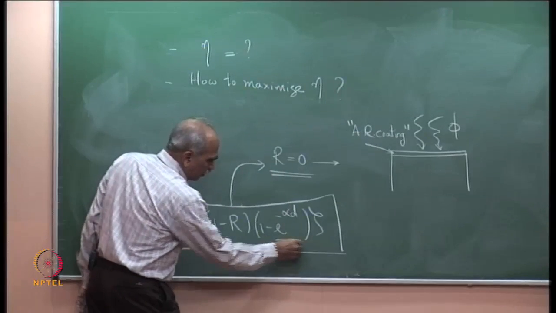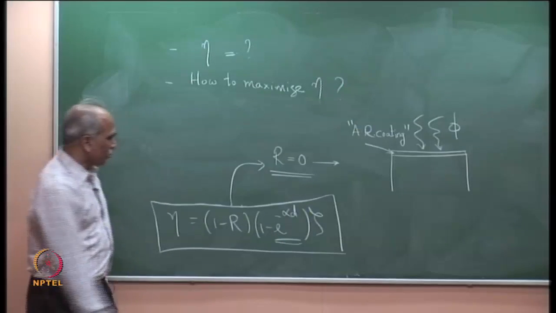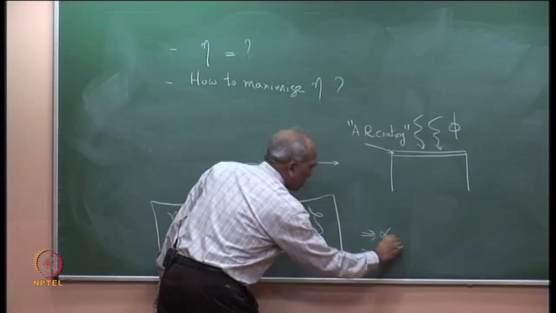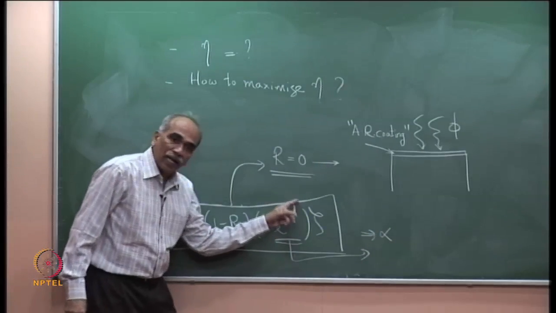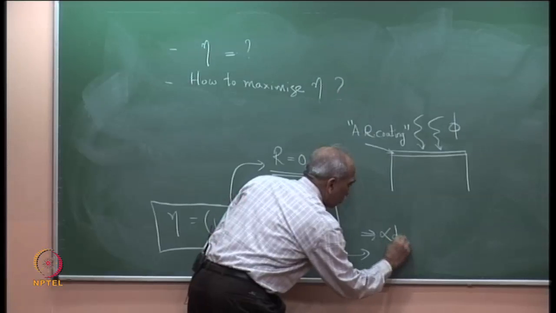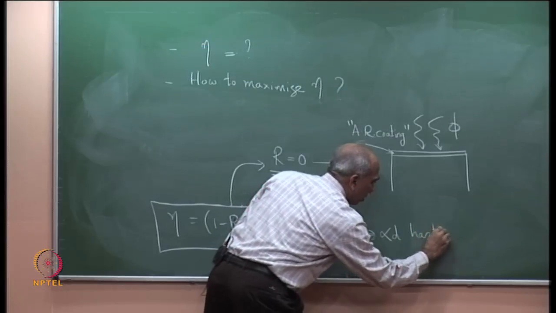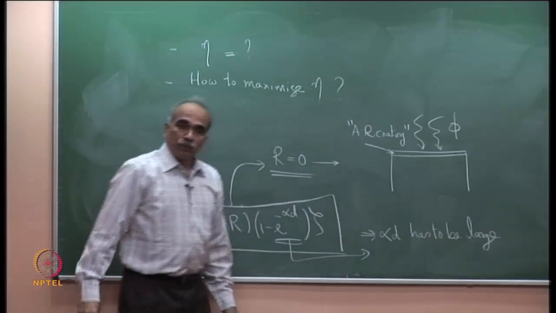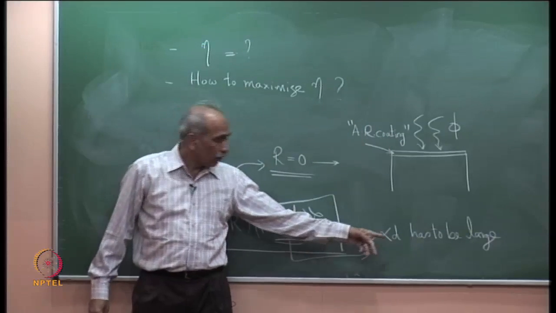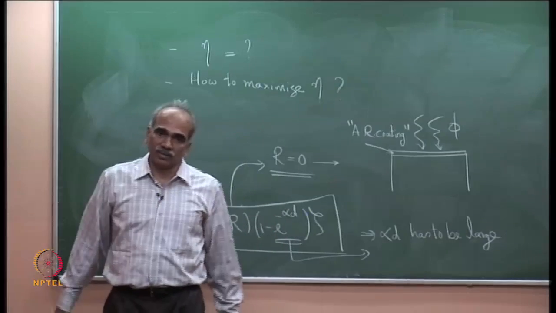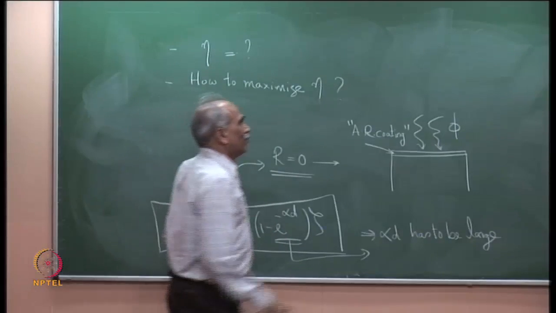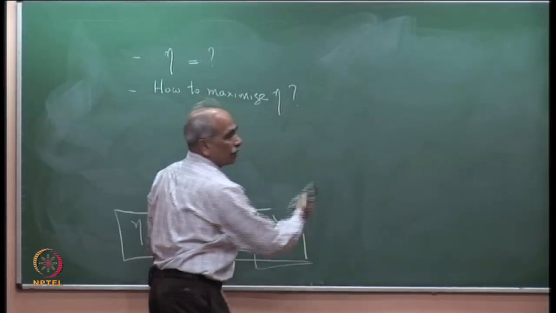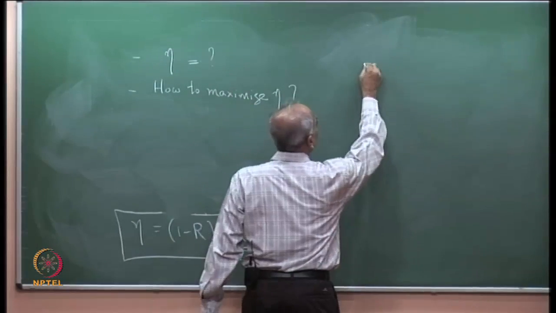Second, how to make this 0? E to the power minus alpha d implies this term has to be very large. So alpha d has to be large, which means either alpha has to be large or d has to be large, or both have to be large. You remember we had, okay, let us recall the absorption curve that we had drawn.